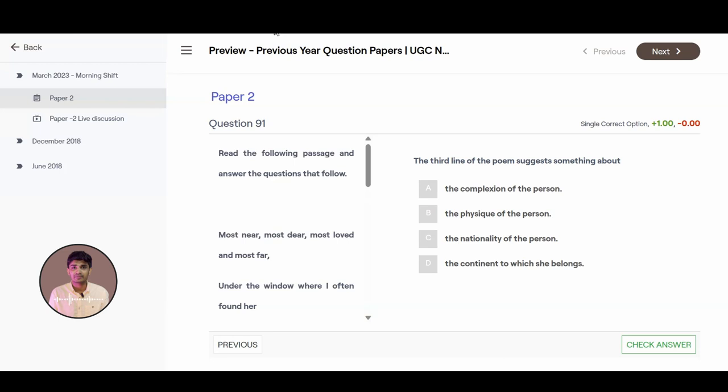In a few days, we'll come back again to discuss shift 2 of the previous UGC NET exam, 2023 June shift 2, which will be discussed live in a few days.